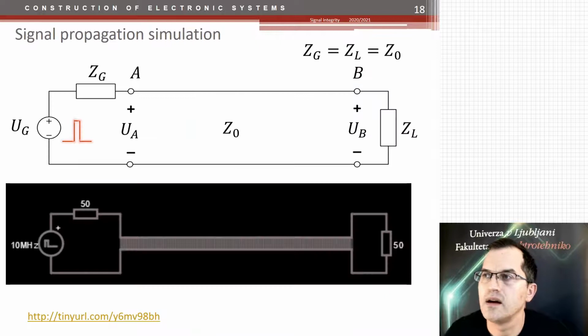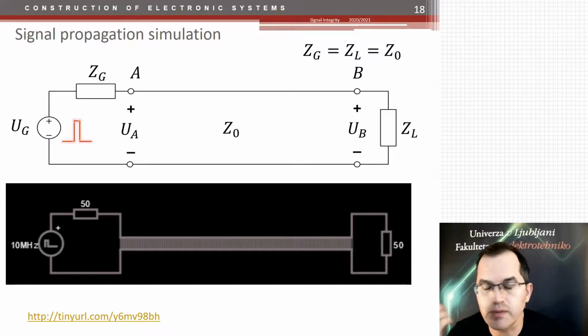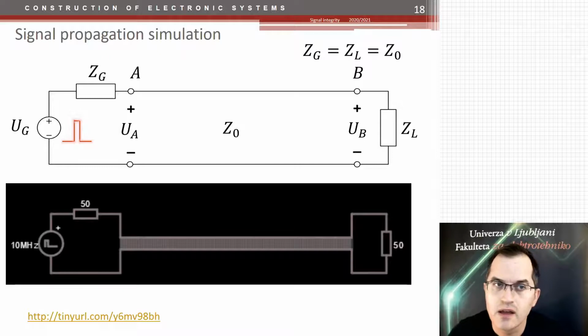Okay, what about the signal propagation now on these transmission lines? Now we know what the properties of transmission lines are. We know that we have to care about the electromagnetic field. But now, how do these properties of the transmission lines and the electromagnetic field actually affect the travel of the signal?